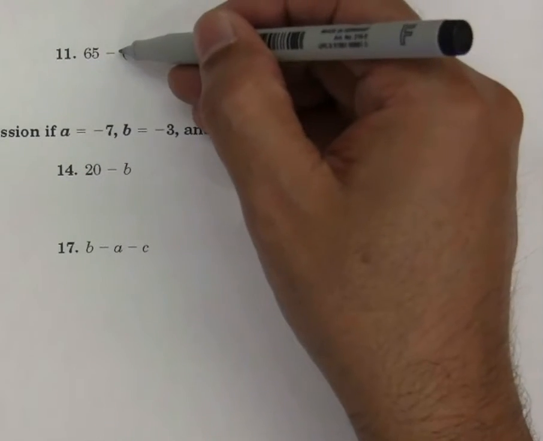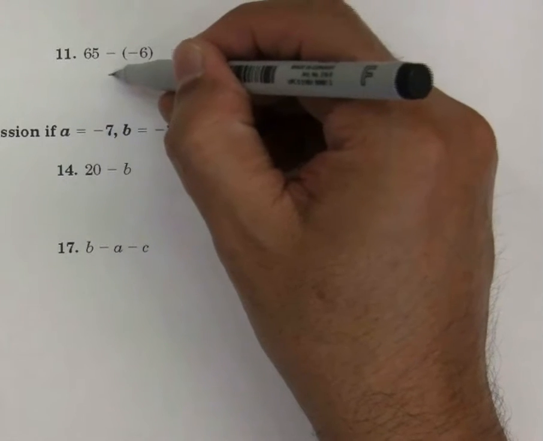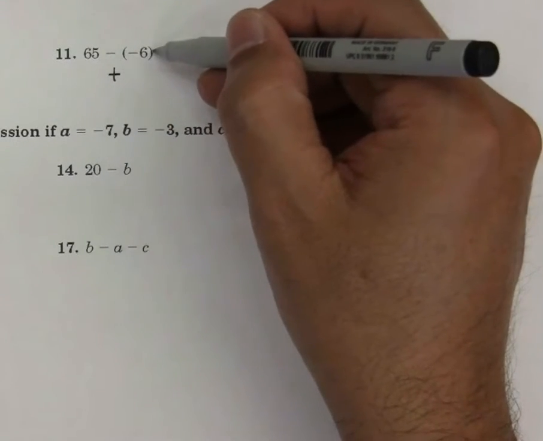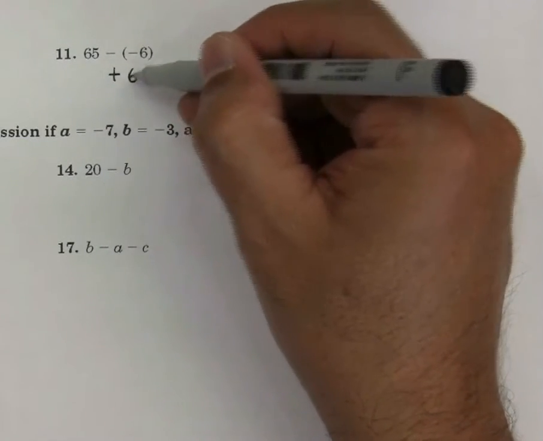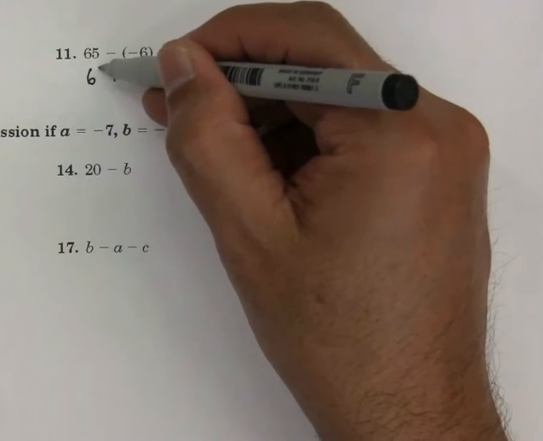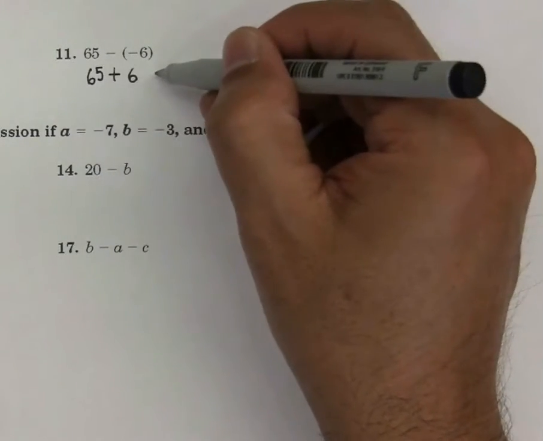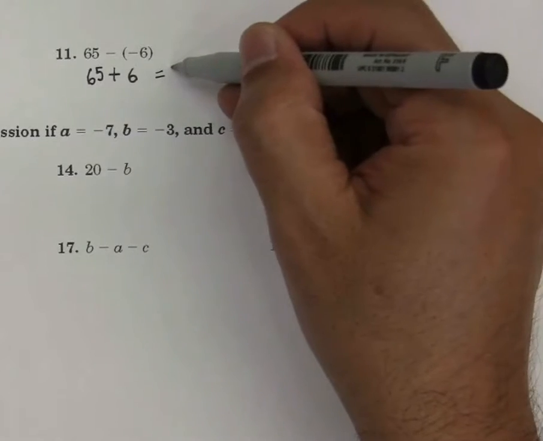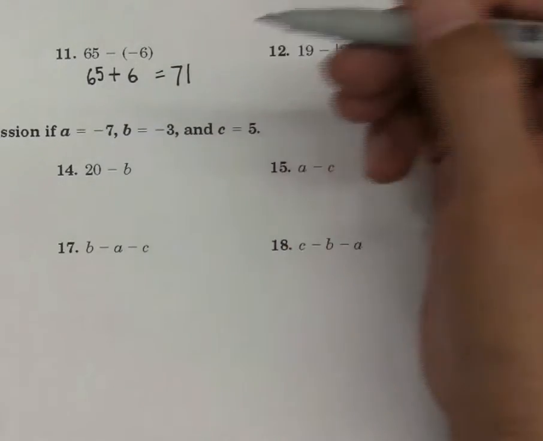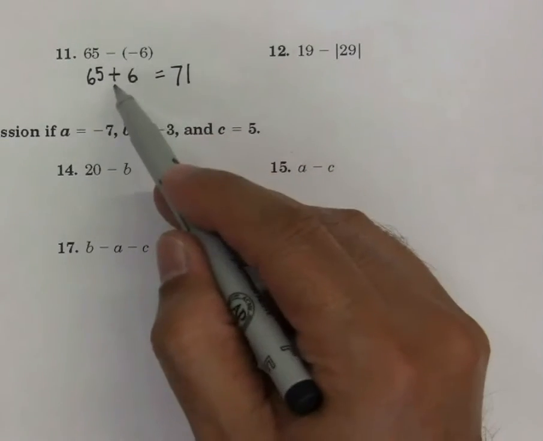So to subtract, I'm going to add the opposite of negative 6, which is 6. So I have 65 plus 6, which is 71. To subtract, add the opposite.